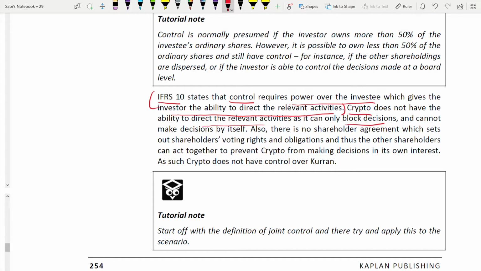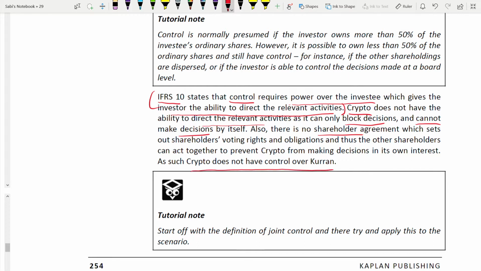Okay, and also he cannot make any decisions by himself. Cannot make any decisions. So these are points. And also there is no shareholder agreement regarding voting rights and obligations. So if there are no shareholder voting rights, what does that mean? Other shareholders can prevent Crypto from making decisions in its own interest. Other directors can come and stop him. So this shows Crypto does not have control over Curran.